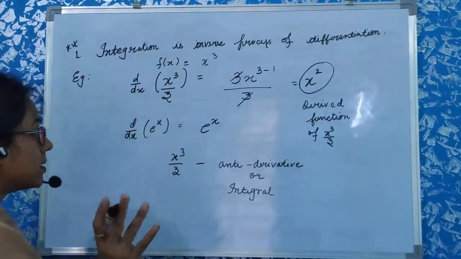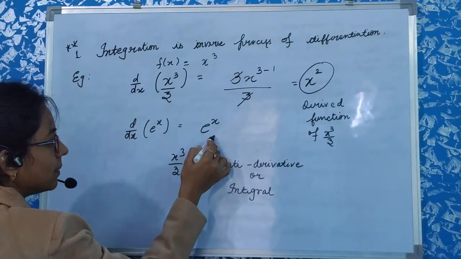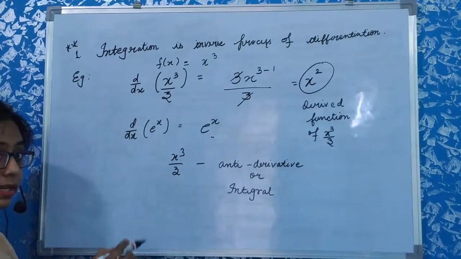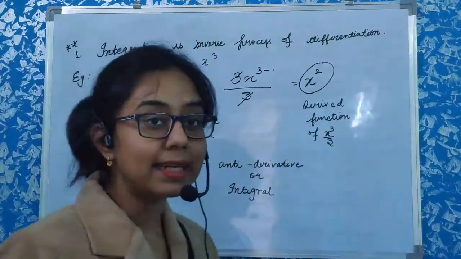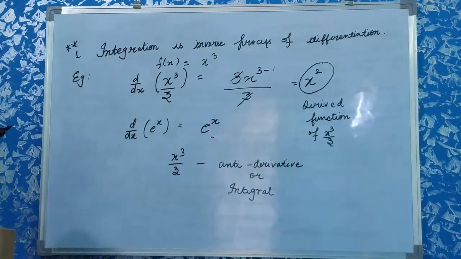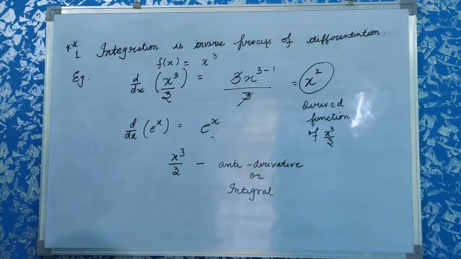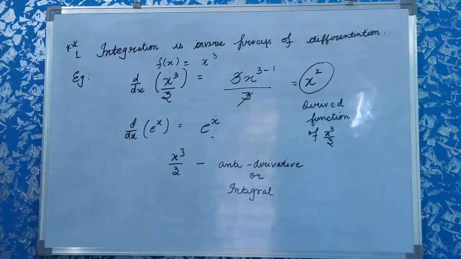Similarly, e to the power x was the derived function, so this is the antiderivative or the integral. So this proves that integration is the reverse process, the inverse process of differentiation. Okay, I'll give you 1 minute. You can note it down.